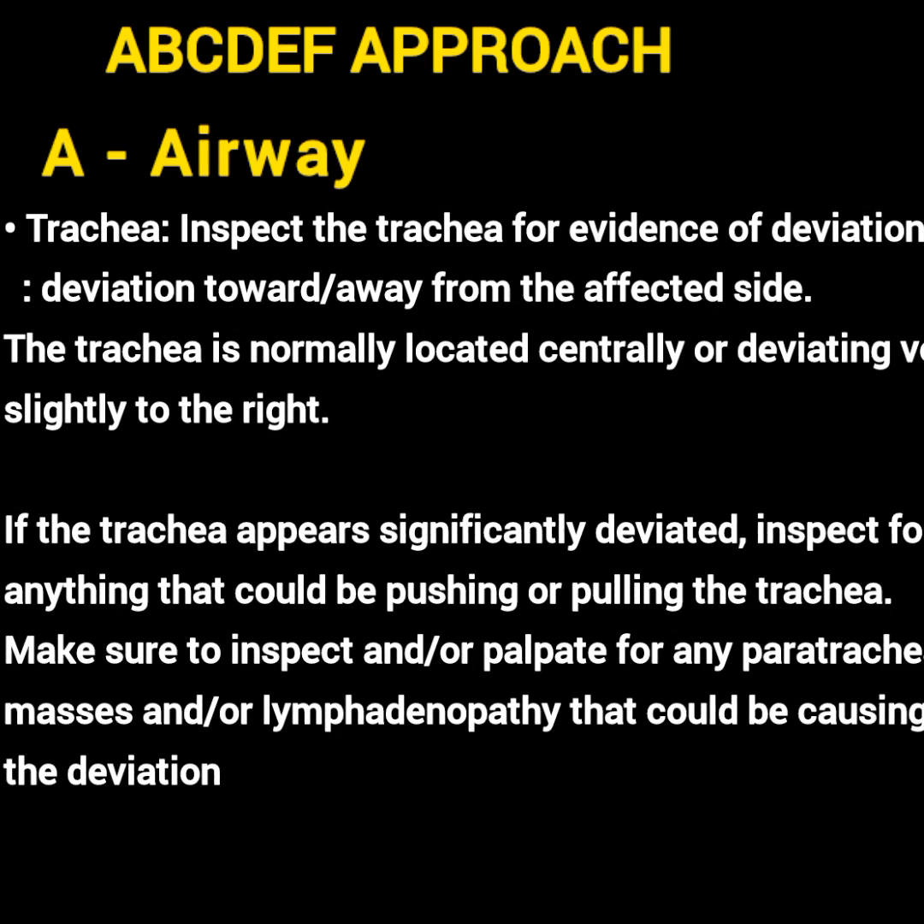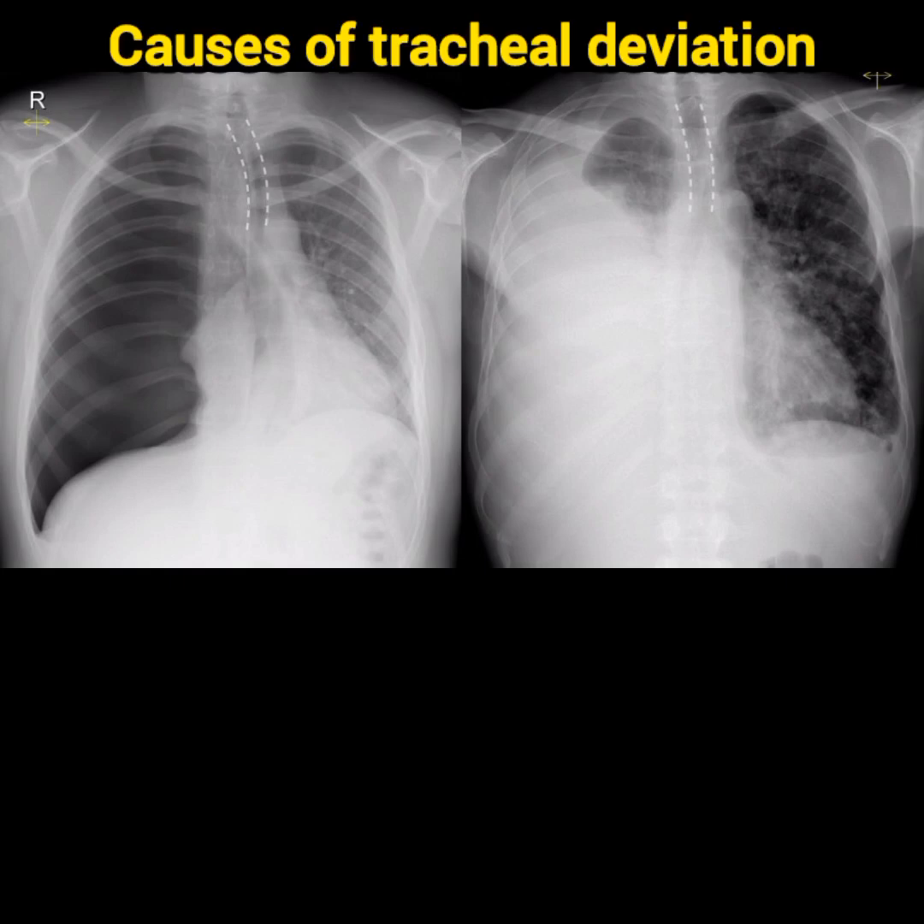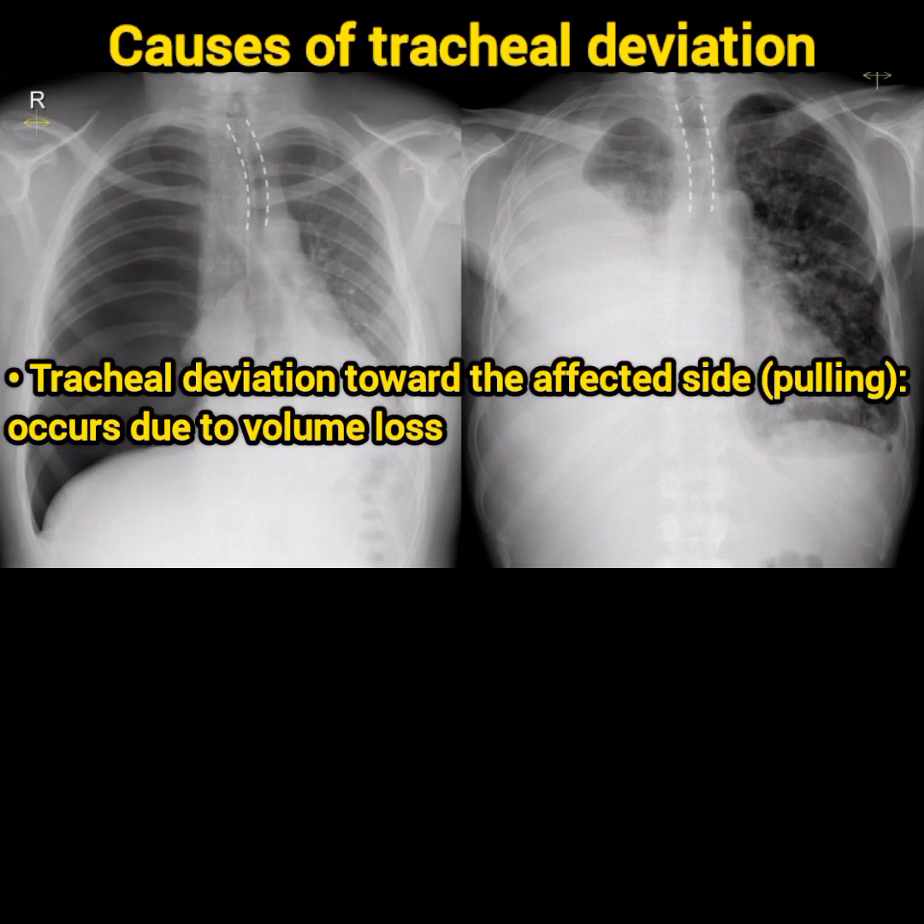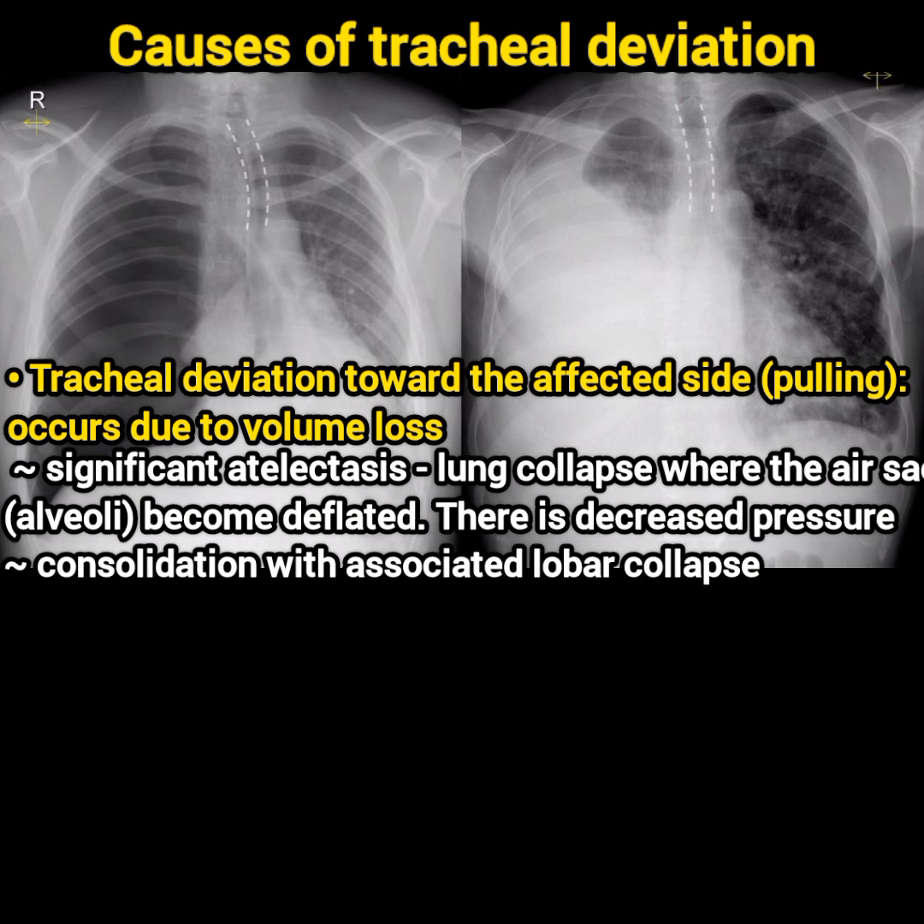The causes of tracheal deviation toward the affected site, or pulling of the trachea. This occurs due to volume loss. In significant atelectasis, the lung collapses where the air sacs become deflated. There is decreased pressure and pulling of the trachea. And also in consolidation with associated lobar collapse, there is volume loss, and so there is pulling of the trachea.